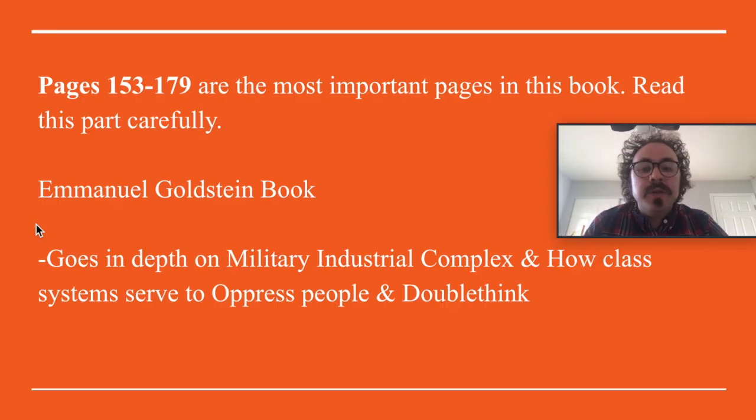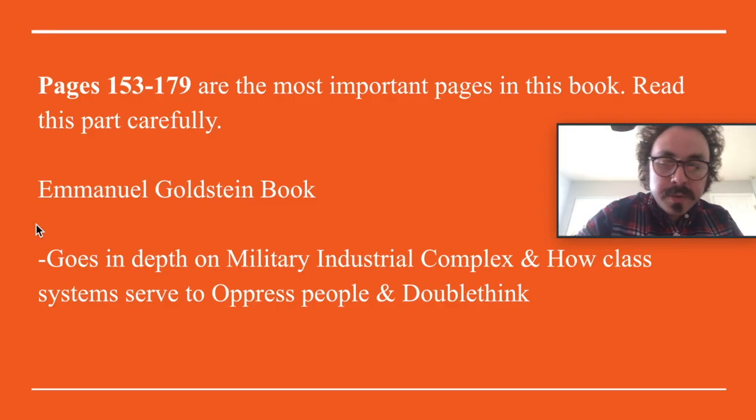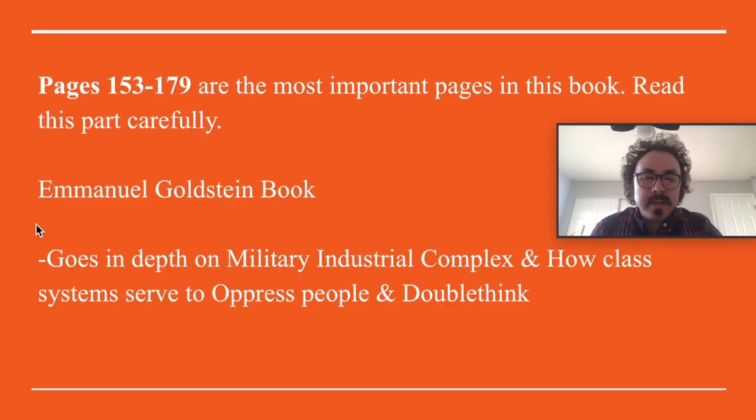and so I think really to understand this book and to get the most out of it, you do need to read maybe a couple times these pages from the Emmanuel Goldstein book. He really goes in depth on the military-industrial complex, something that we introduced in last week's lectures. He also talks about how class systems serve to oppress people, how the high class, middle class, and lower class are structured in society purposely so that the middle and lower class will pit against each other and ignore the upper class.